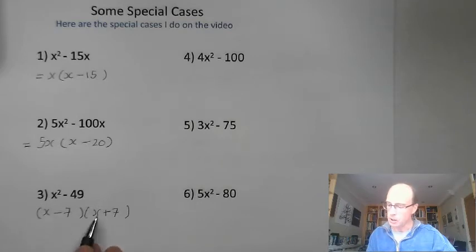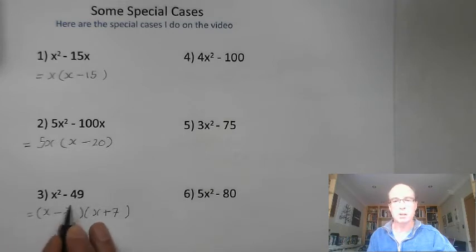So I've got x times x gives me x squared. Negative 7 times plus 7 gives me negative 49. And then I'm going to get two more terms from the expansion of the double brackets. I'm going to get x times 7, 7x, and then I'm going to subtract 7x. So those two terms are going to cancel and just leave me with the two terms that I started with, x squared, take away 49. So I've factorised that quadratic expression.